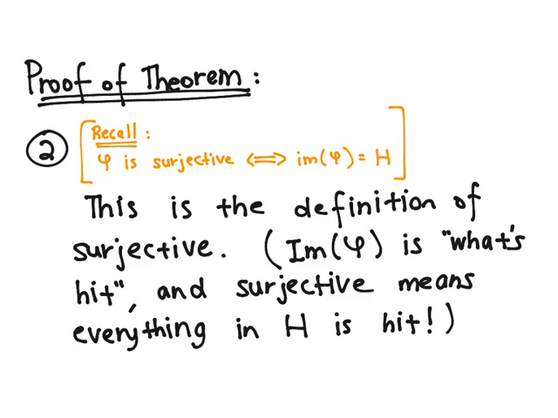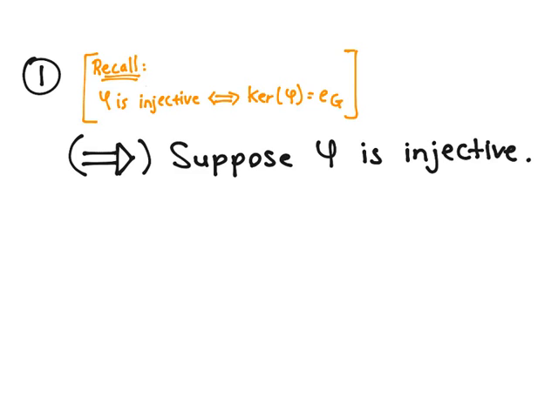So with that done, let's now turn to the first part of the theorem, which was the one that related injectivity to the kernel. That one's a little bit trickier. Recall, our goal here is to prove that phi is injective if and only if the kernel of phi consists just of the single element e_G, the identity element in the group G. This is an if and only if statement, so we're going to divide the proof into two halves. First, we'll suppose that phi is injective and try to prove that the kernel of phi contains just this one element.